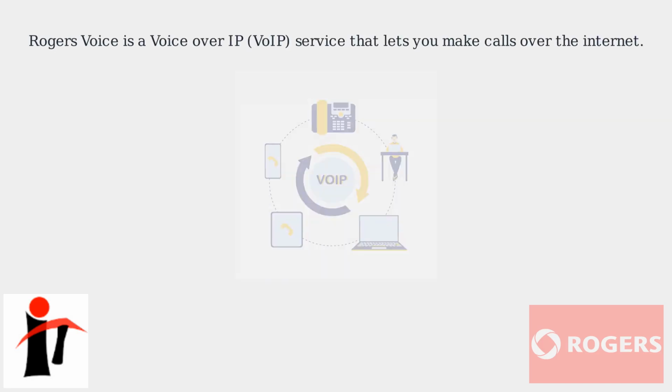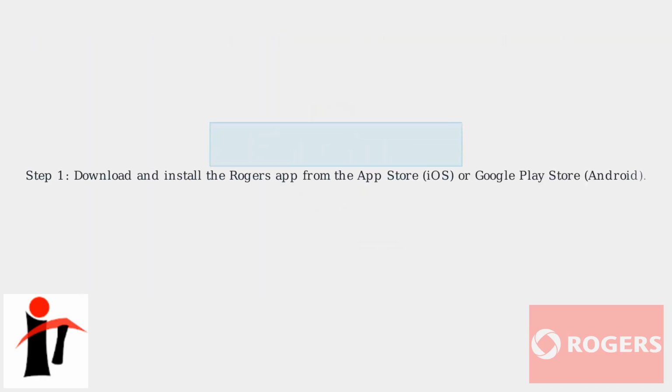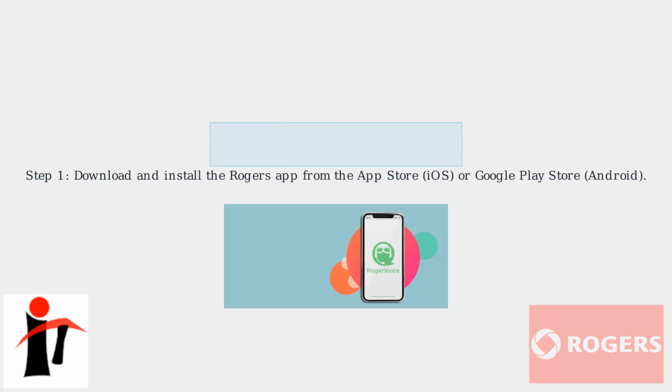Rogers Voice is a voice over IP (VoIP) service that lets you make calls over the internet. This section will guide you through the setup process. First, download and install the Rogers app from the App Store (iOS) or Google Play Store (Android).